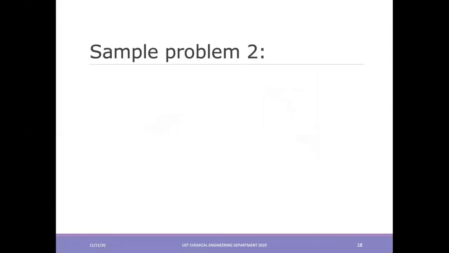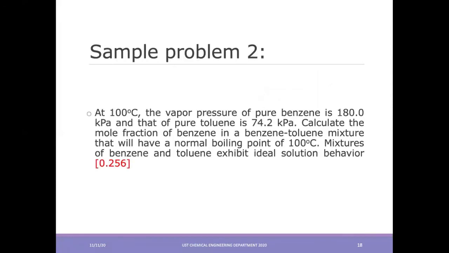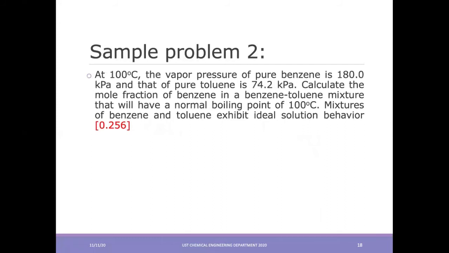Now, let us try to solve sample problem number 2. At 100 degrees Celsius, the vapor pressure of pure benzene is 180 kPa, and that of pure toluene is 74.2 kPa. Calculate the mole fraction of benzene in a benzene-toluene mixture that will have a normal boiling point of 100 degrees Celsius. The mixtures of benzene and toluene exhibit ideal solution behavior.